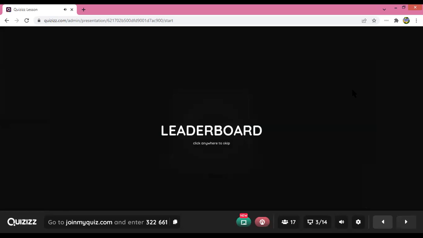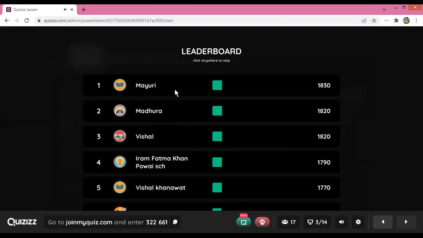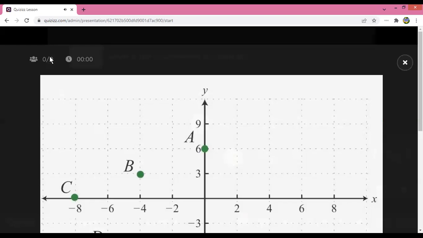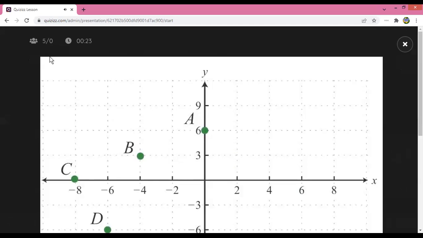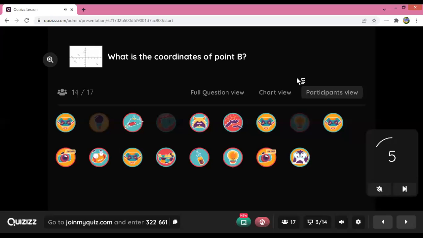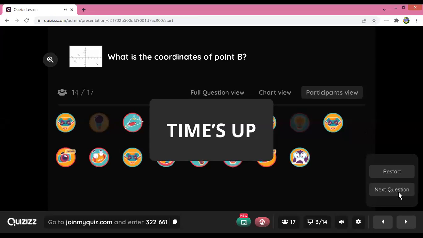Ready for the next question, everyone? What are the coordinates of point B? I guess the question is repeated. X-axis and then the y-axis. So what is the x value? And then look at the y value. All right, 5 more seconds. Time up. Let's look at the next question.